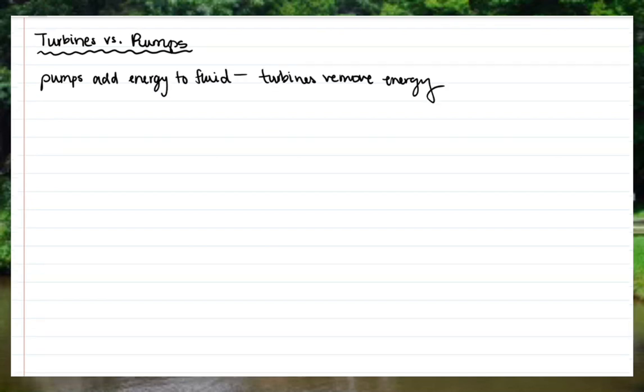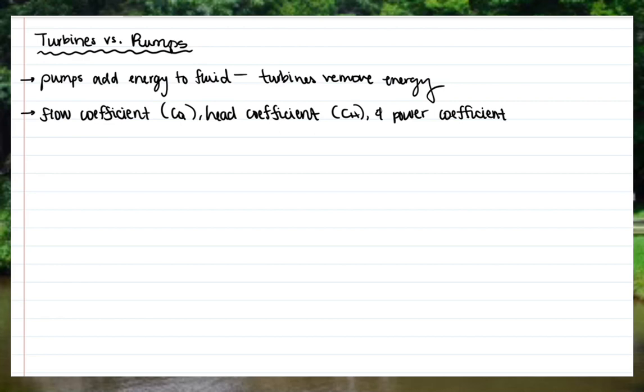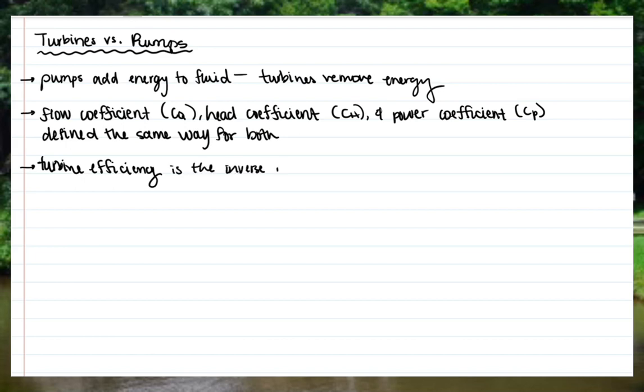To tie it all back together, we can think about the differences between turbines and pumps. Pumps add energy to the fluid. On the other hand, turbines remove energy. However, they do have some similarities. For example, the flow coefficient, head coefficient, and power coefficient are defined the same way for both. On the other hand, turbine efficiency is the inverse of pump efficiency as shown.